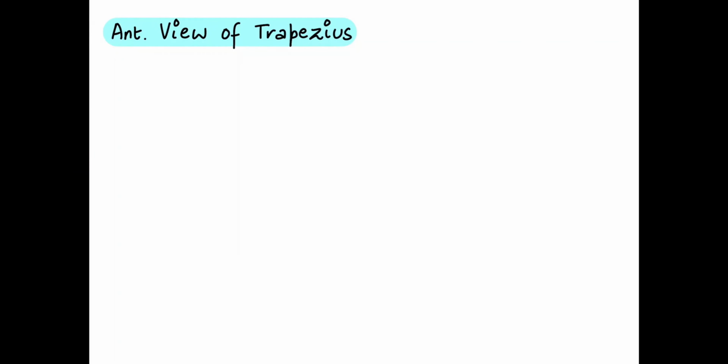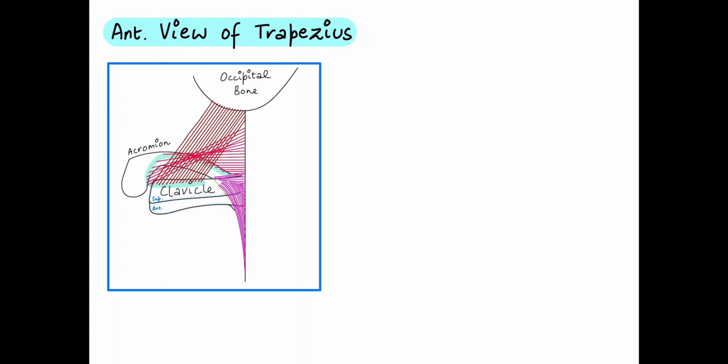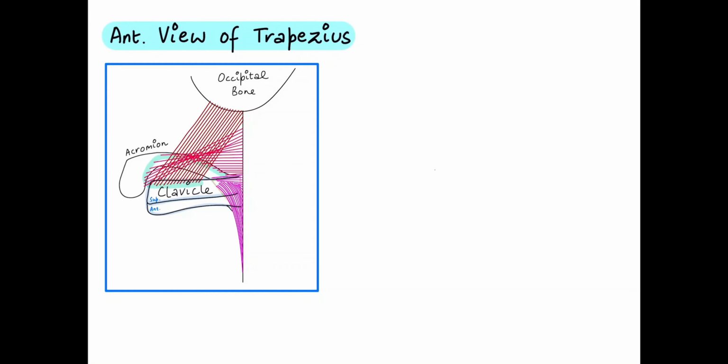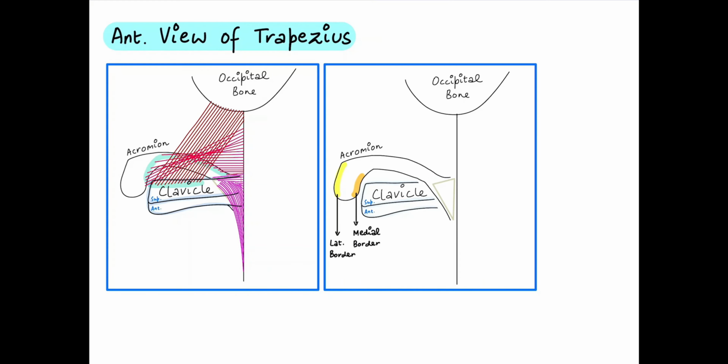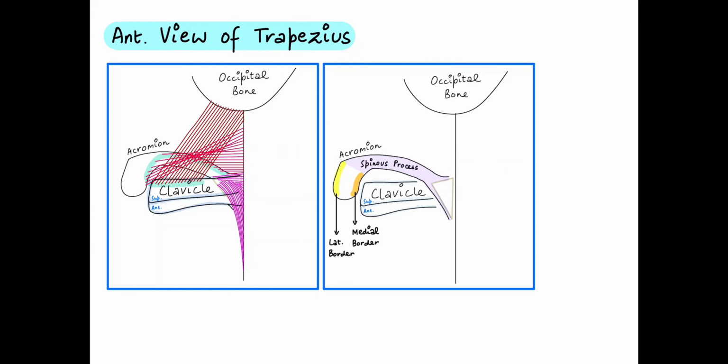Let's first look at the anterior view of trapezius. It is a very complex muscle with three kinds of fibers, as depicted in this diagram. The important bony landmarks related to trapezius are the lateral 1/3 of clavicle, which articulates with the acromion. Acromion has a lateral and a medial border. Then there is the spinous process, which has a posterior border called the crest of spine.